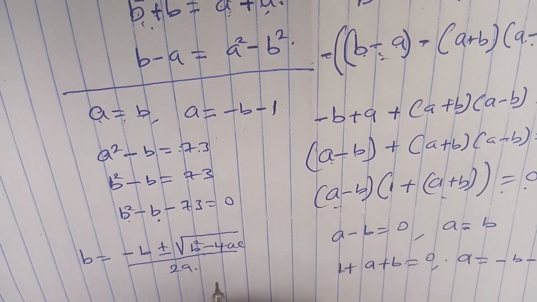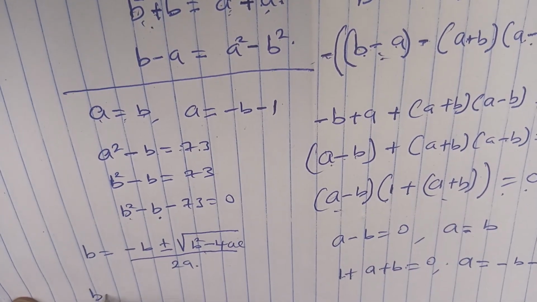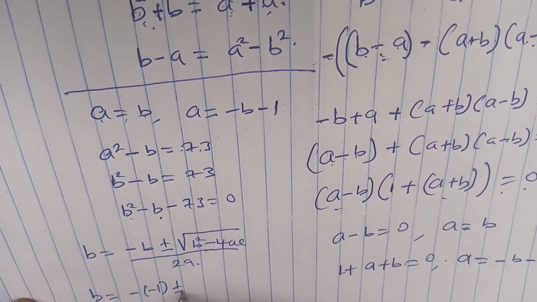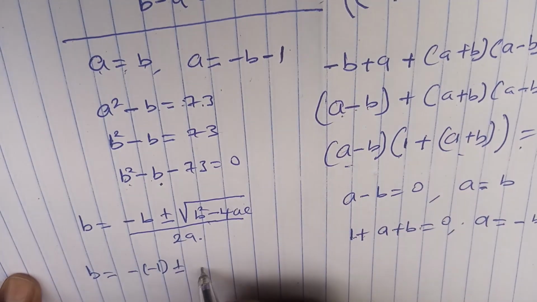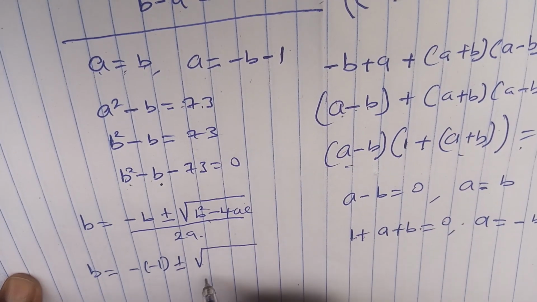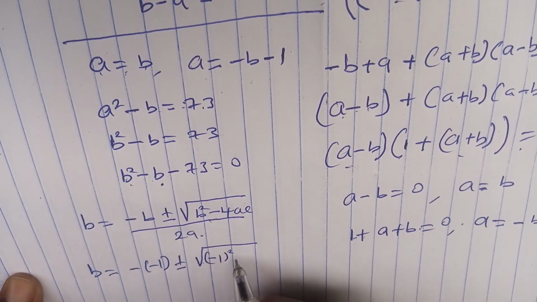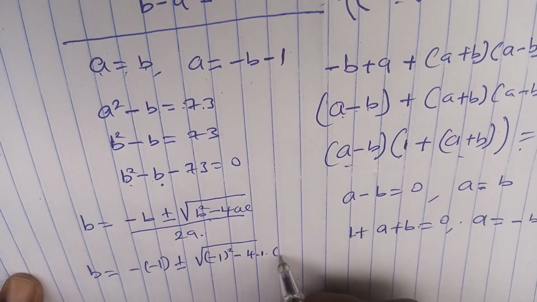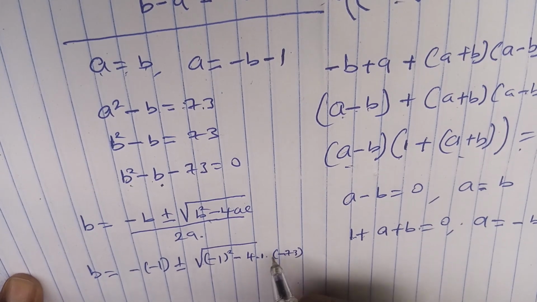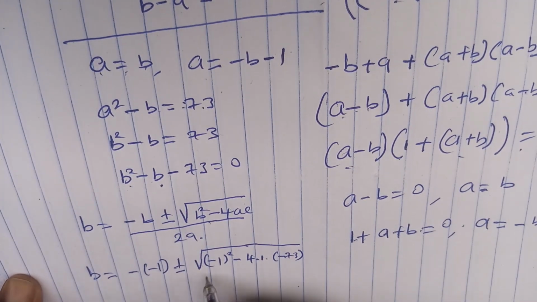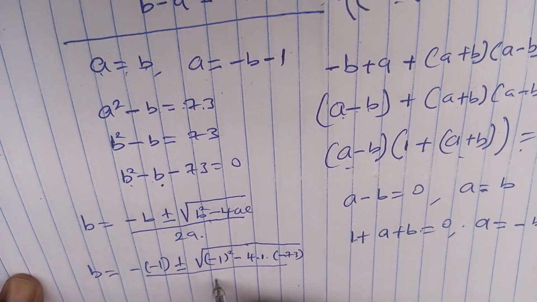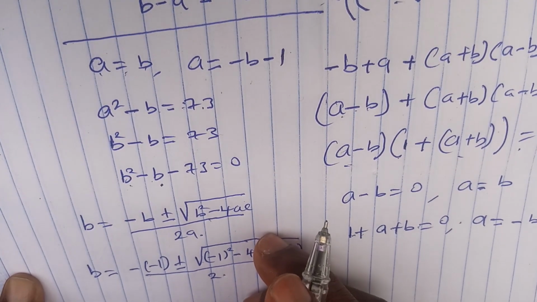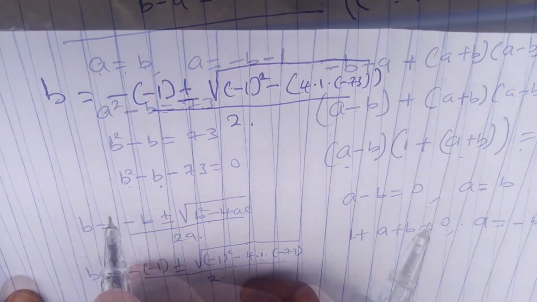So since we're having this, what is your a? So we can say b is equals to minus negative 1 close bracket plus or minus the root of negative 1 all square minus 4 times 1 times minus 73 close brackets, all divided by 2. 2 times 1 is going to give us 2. So this is what we are now having. So let's move further to solve.